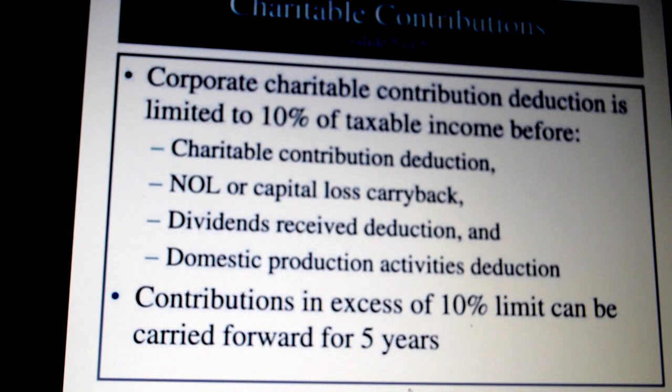For this purpose, taxable income is computed without regard to the charitable contribution deduction, any net operating loss carryback or capital loss carryback, the dividends received deduction, and the domestic production activities deduction. Any contributions in excess of the 10% limitation may be carried forward to the 5 succeeding tax years. Any carryforward must be added to subsequent contributions, subject to the 10% limitation.